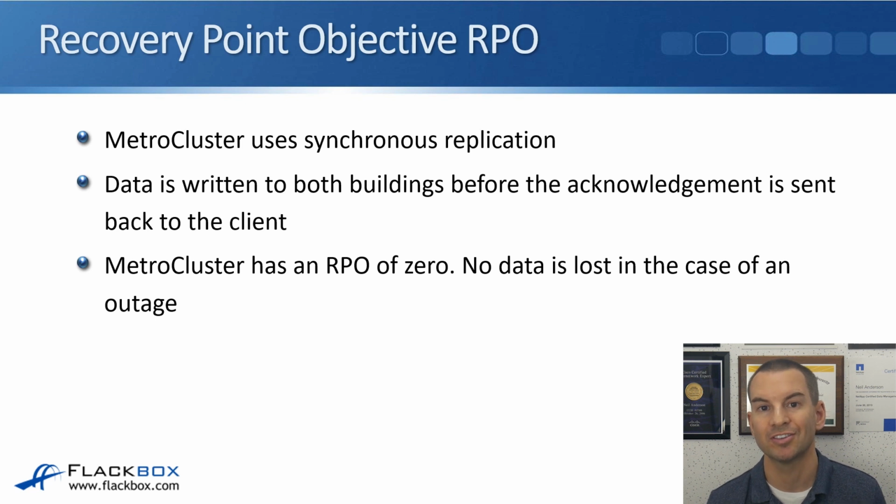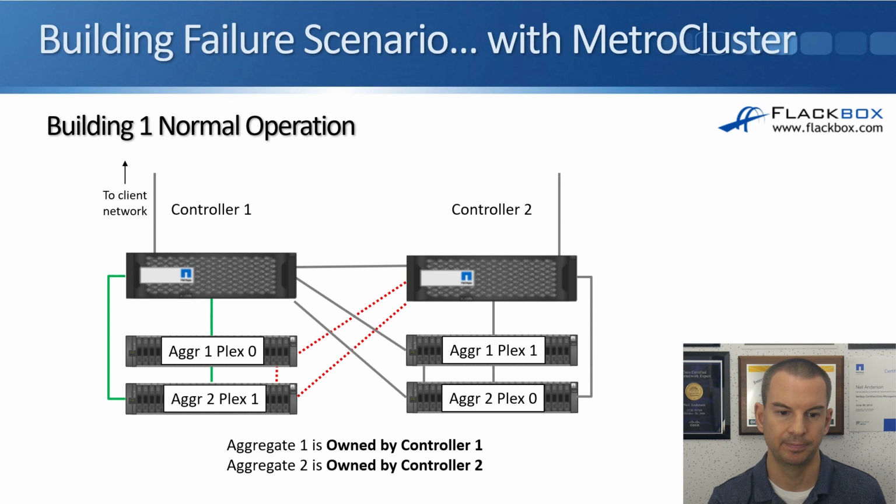MetroCluster uses synchronous replication, so data is written to both buildings before the acknowledgement is sent back to the client. Because it uses synchronous replication, that gives us an RPO of 0. If one building goes down, we know for sure that the second building has got the same state of the data completely up to date. No data is lost in the case of an outage.